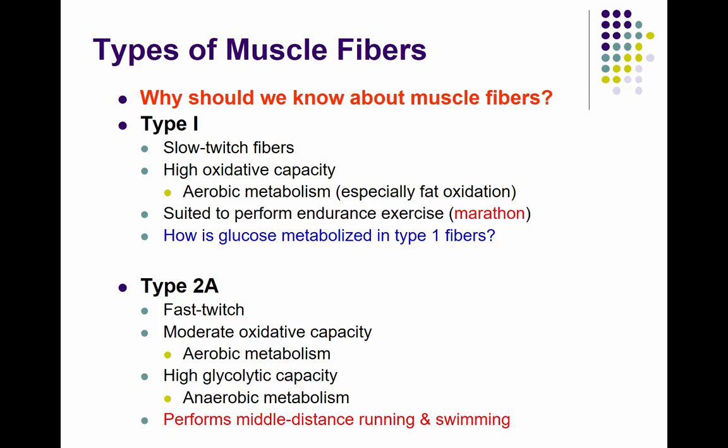Okay, so type 2A has a moderate oxidative capacity. So they can do both aerobic metabolism and also anaerobic metabolism, right? Because type 2A also have a higher glycolytic capacity. So type 2A fibers are suitable for middle distance running or swimming type of exercise, right?